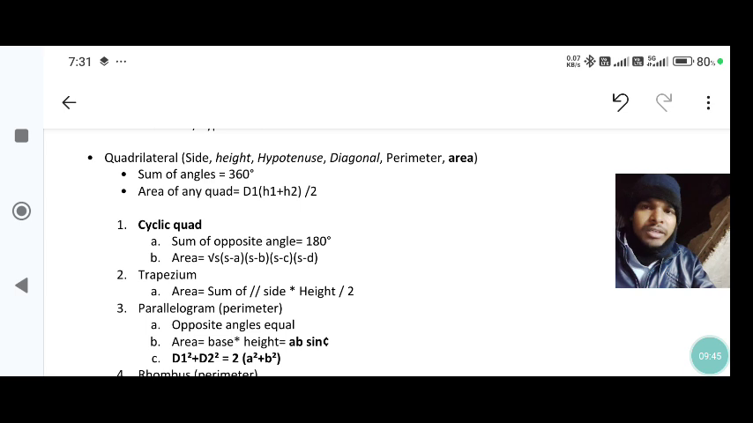And for a quadrilateral, the sum of internal angles is 360 degrees, and the area of any quadrilateral will be equal to the length of any diagonal into the sum of the perpendiculars falling on the diagonal, divided by 2. It should be divided by 2, then only the area of the quadrilateral will come.